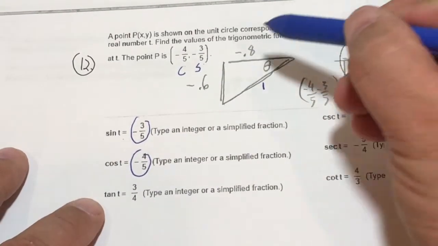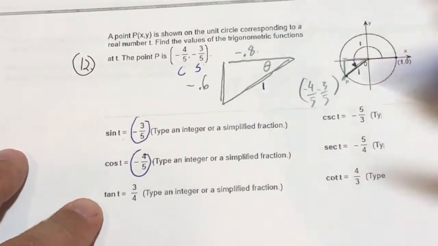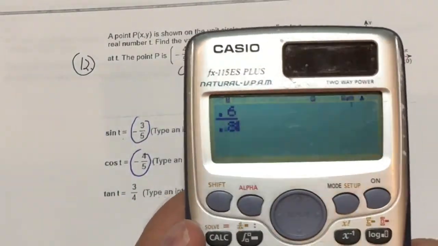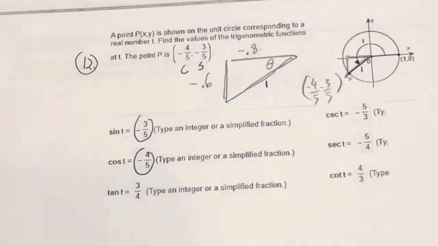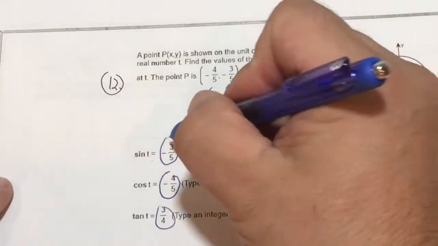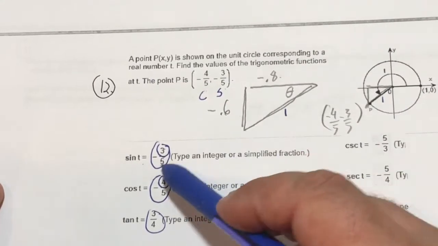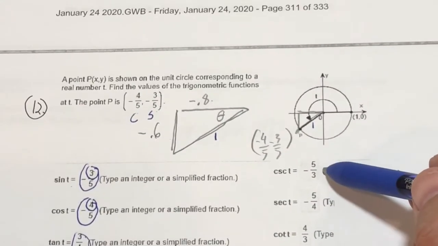To find the tangent, you could do opposite over adjacent, negative 0.6 over 0.8, or just 0.6 divided by 0.8. And that gives me 3/4. There's another way to do it. You can just take the top, the 3, and put it over the top of that one, the 4. 3 over 4.